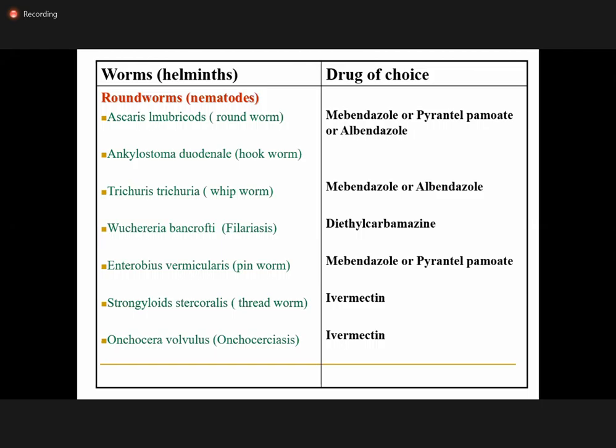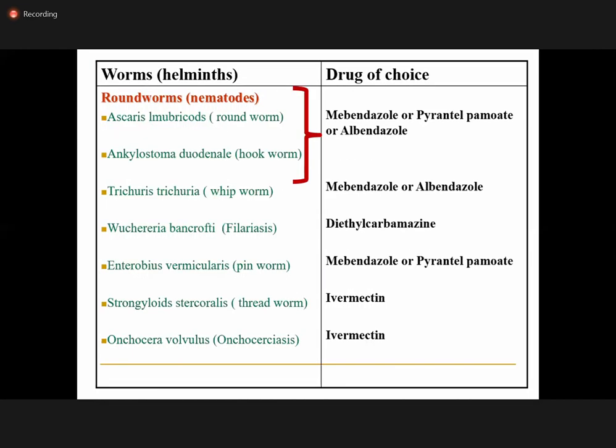We haven't mentioned an "and" here, meaning a combination; it is individual. Either you are giving mebendazole, or the others, and all three drugs are equally effective against the treatment of Ascaris lumbricoides: mebendazole, pyrantel pamoate or albendazole. So this is Ascaris lumbricoides and Ancylostoma duodenale, hookworm. Against these worms, the drug of first choice is either mebendazole or pyrantel pamoate or albendazole.